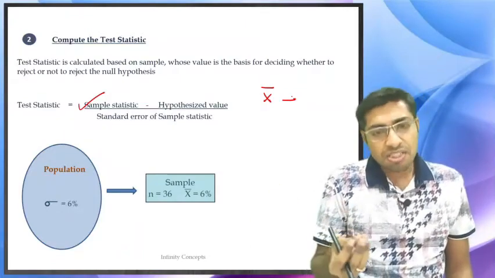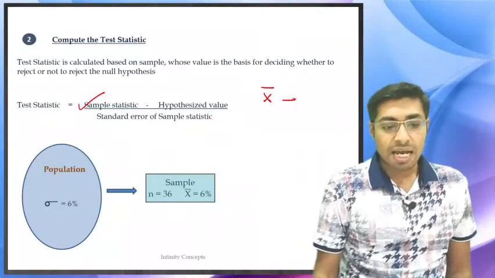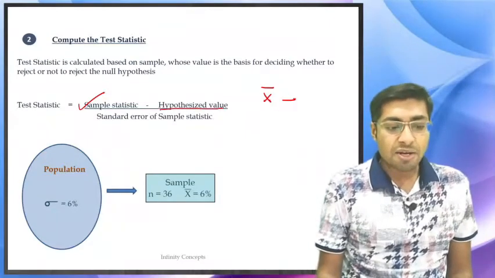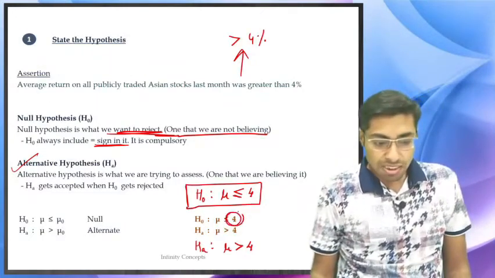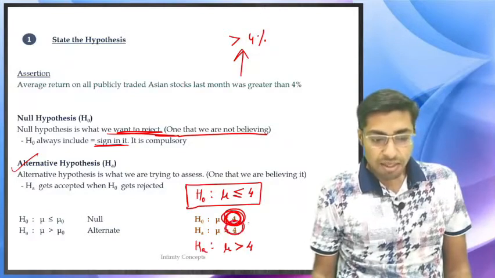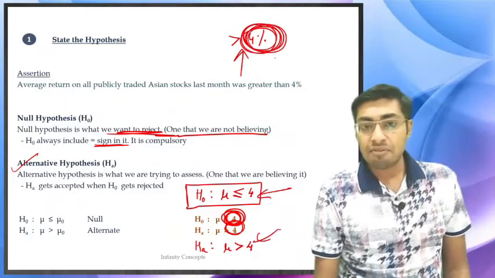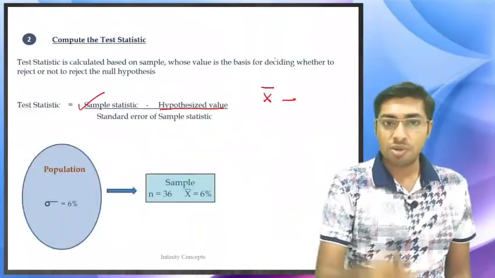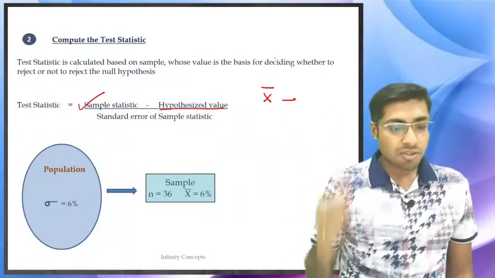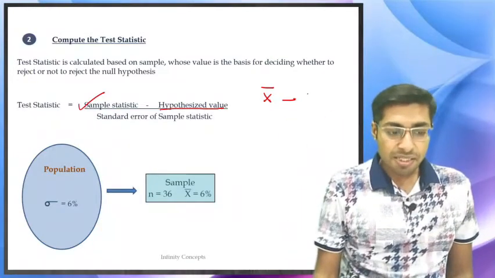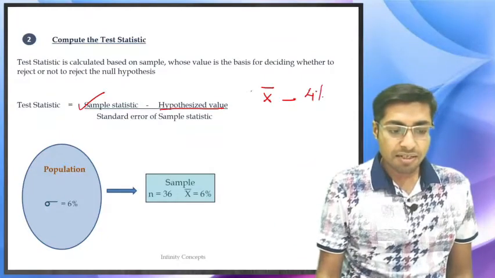Say for example, you got some 6% as the mean of that sample. So X bar will be 6% minus the hypothesized value. Just see over here, what is the hypothesized value that we have used? This 4% is what we have used. See, what is the number that we have used in the statement? 4%. That is known as the hypothesized value. So X bar minus 4%, which is your hypothesized value. Over here we will be using 4%.